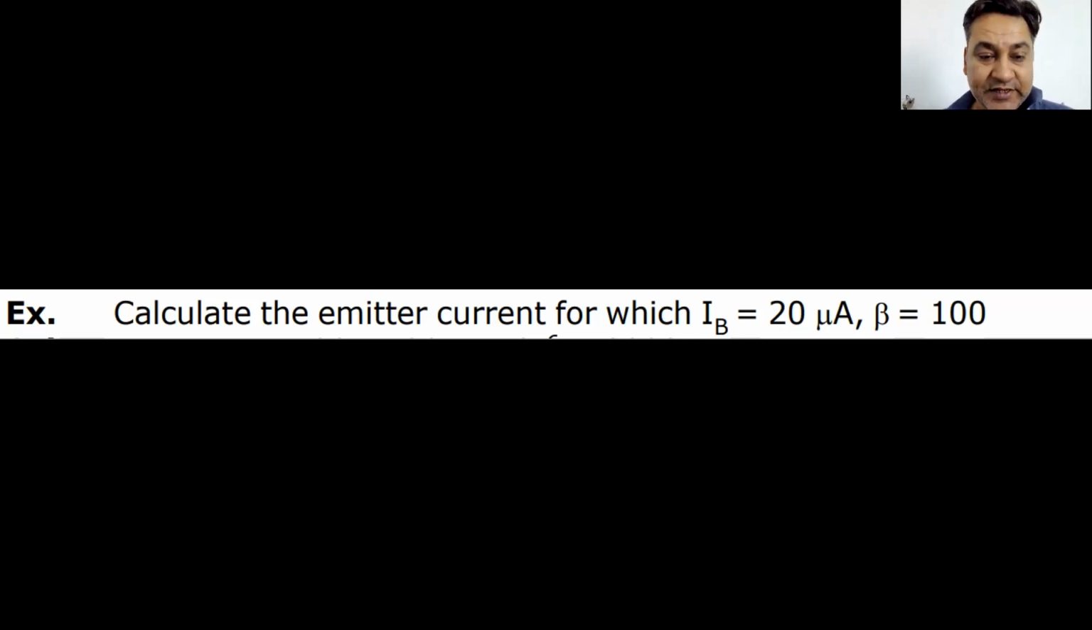Again, a minute to win it. Remember, they are not asking you the value of alpha or gamma. They are asking you the value of emitter current. Let's see if you can do this for me.